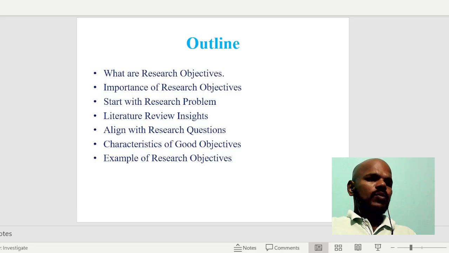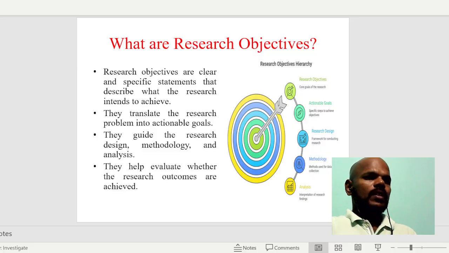Then, align with the research question and characteristics of good research objectives, right? At the end of today's session, we will discuss examples of research objectives, right? So next, what is a research objective?